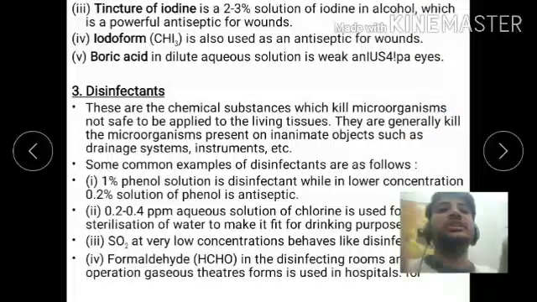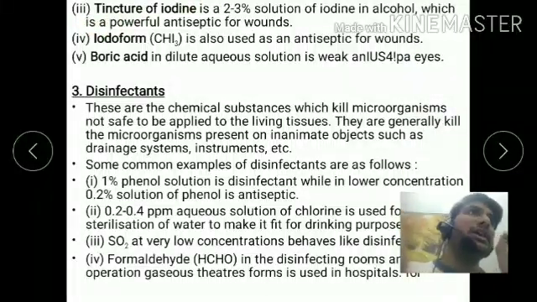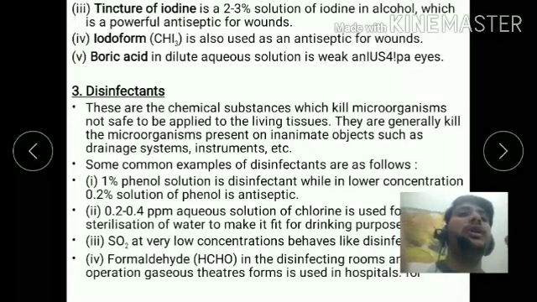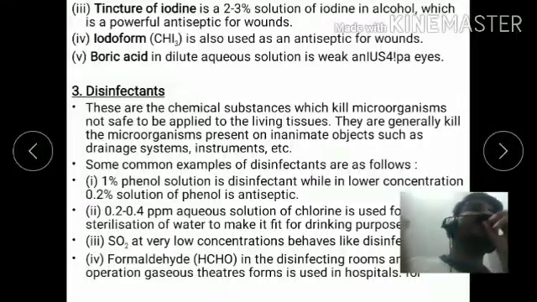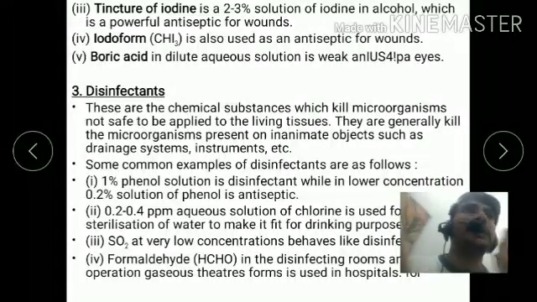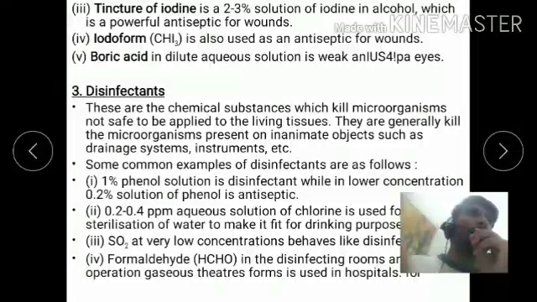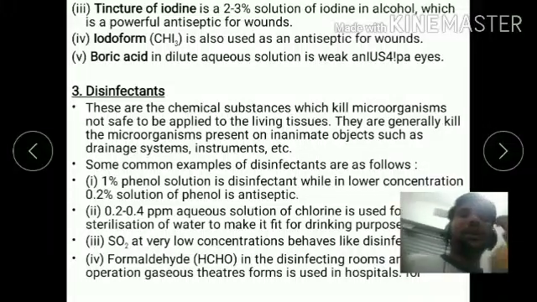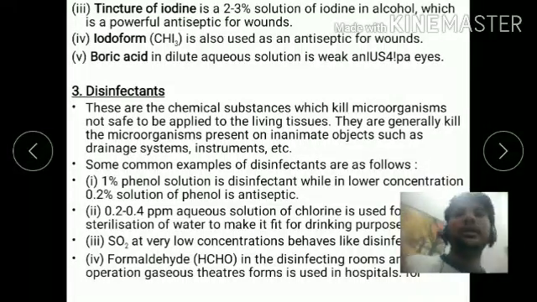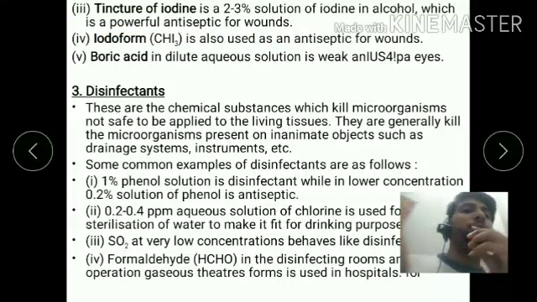Okay, the third one is tincture iodine. Tincture iodine is a 2 to 3% solution of iodine in alcohol. What is tincture iodine? It is an antiseptic solution that is a 2 to 3% solution of iodine in alcohol. We can take 2% iodine, add it in 90% alcohol, that is called 2 to 3% iodine in alcohol, which is a powerful antiseptic for wounds.